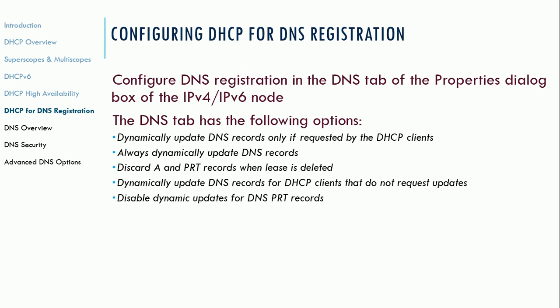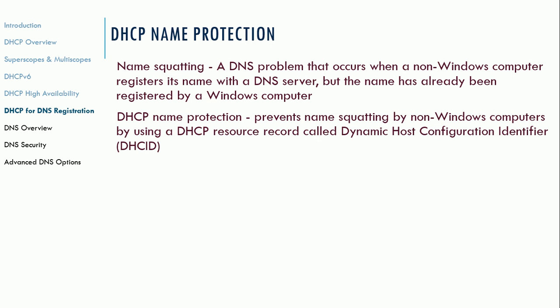and disable dynamic updates for DNS pointer records. So name protection basically solves a problem where, if you have a non-Windows computer or a non-Windows DHCP client, it may try to register its name on the network. This is basically host name squatting. DHCP name protection prevents name squatting by non-Windows computers by using a DHCP resource record called a dynamic host configuration identifier, or DHCID.